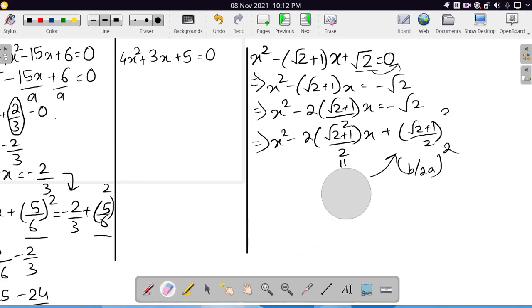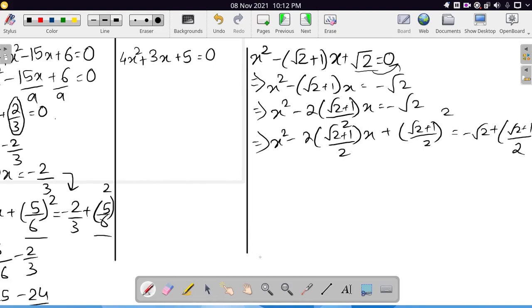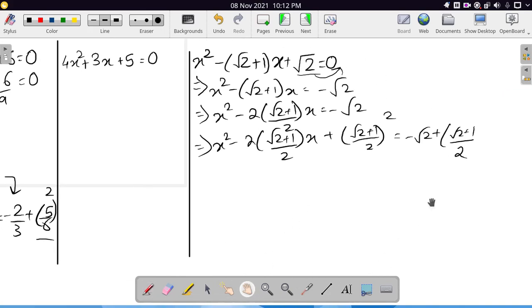Now, this is equal to minus root 2. We have to add it to both the sides so that the equality is maintained. Yeah, this is whole square. Now this is equal to x minus (root 2 plus 1) by 2 whole square.